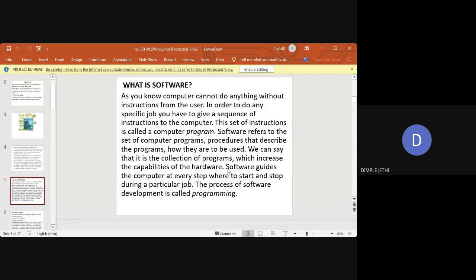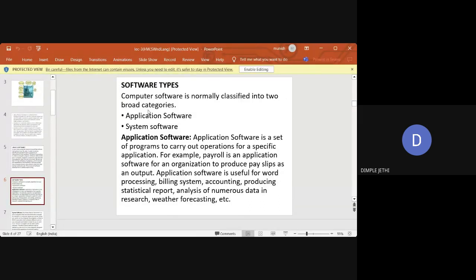This software will guide the computer at every step: what to do, how to perform any job. The process of developing the software is called programming. Now these softwares can be divided into two categories: application software and system software. Does anyone know what is application software and what is system software?